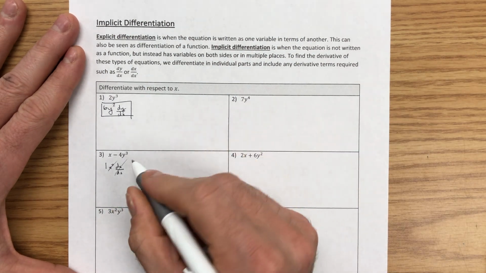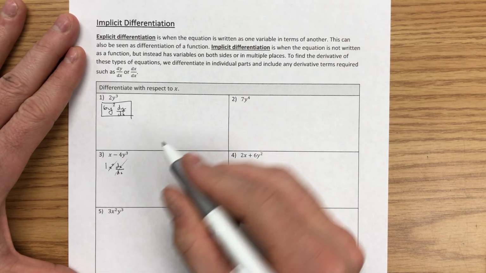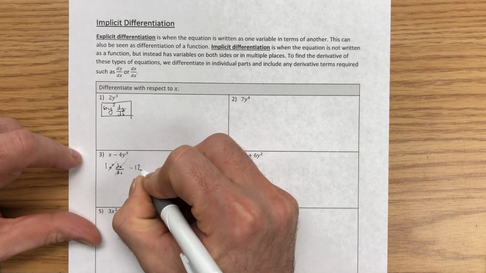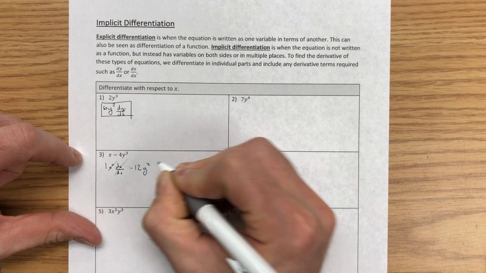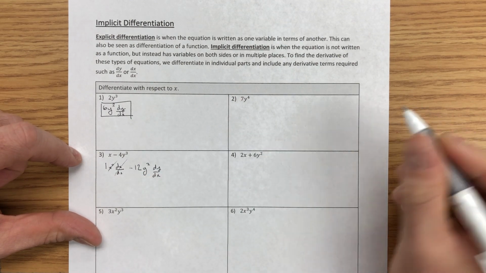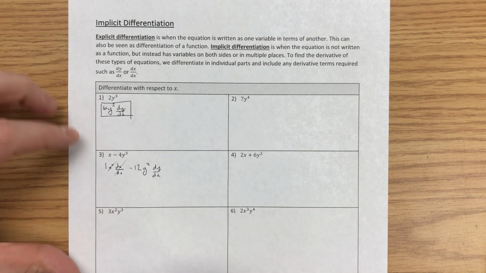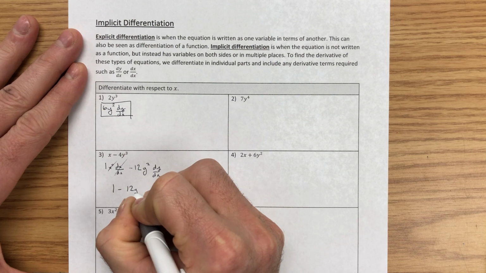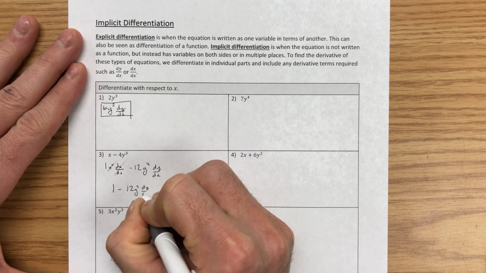When we have the other variable, because the variables don't agree, I'm going to follow the standard power rule. So negative 4 times 3 is negative 12. Take away 1 from the power, dy over dx. This does not cancel out. So what we end up with is 1 minus 12y squared dy dx.